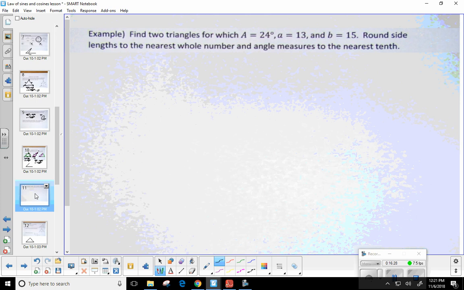So I'm going to start with the same two graphs. I'm going to draw just an oblique triangle, just like this. Now the second triangle is always going to be obtuse.